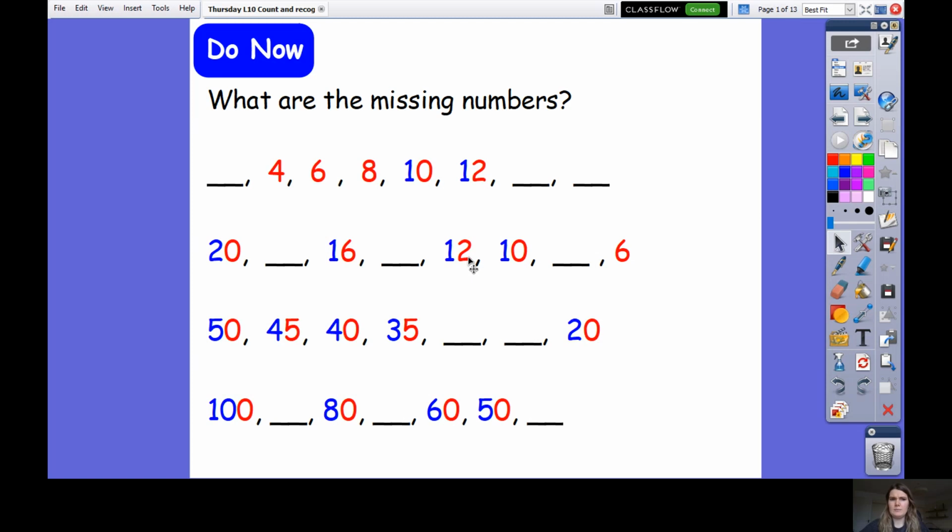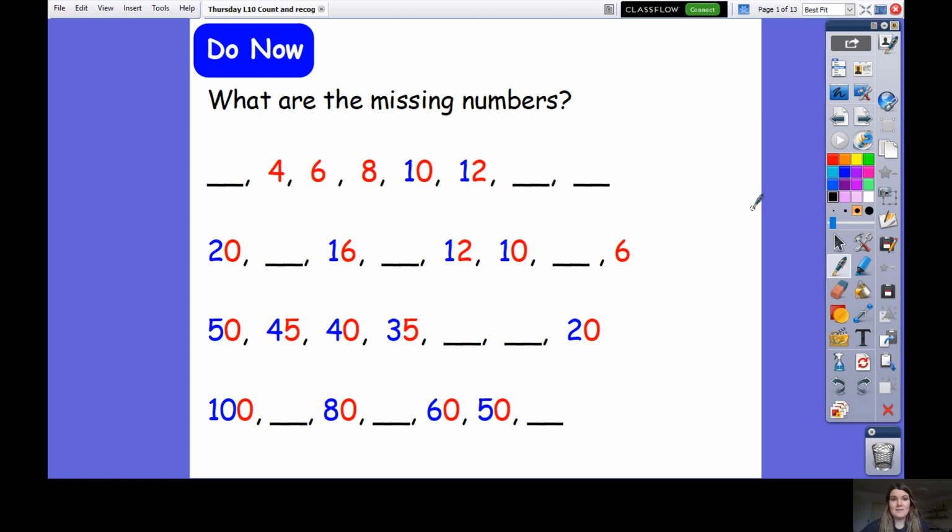Lots of different patterns going on. Maybe it will be some of our 2s, counting in 2s. Maybe it will be some of our counting in 5s. Or maybe it will be some of our counting in 10s. Now there's quite a few missing numbers there, so I'm going to give you 3 minutes. You can either say the numbers or you could have a go writing them down. Put me on pause now. 3 minutes, off you go.